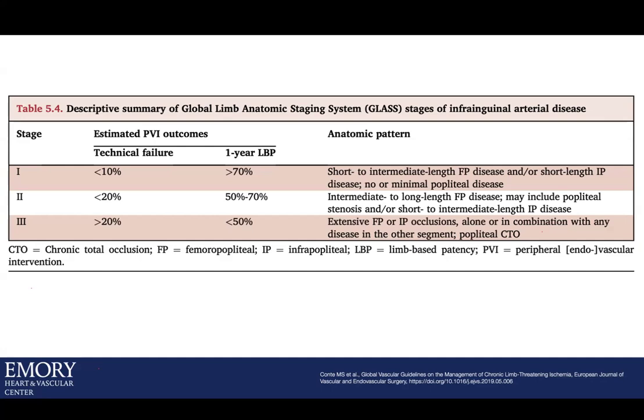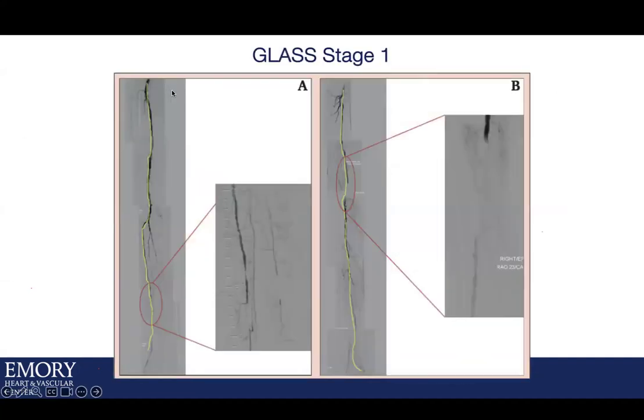But if you have any restenosis in these segments that you worked on, or occlusion, or the ankle pressure index dropped after you intervened, or the toe pressure or toe brachial index dropped after you intervened, then that's considered a failure of intervention. Or if patients also develop rest pain again, or their ulcers don't heal, and they continue to have persistent ulcers, these are considered failures of intervention. This is an example of GLASS stage 1.